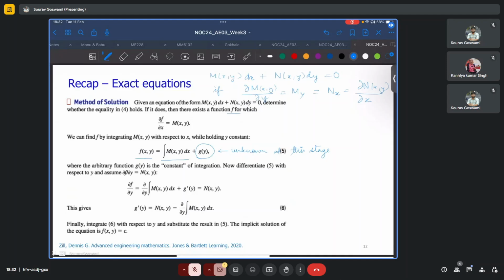However, when we differentiate this equation with respect to y and assume ∂f/∂y is equal to N(x,y), then ∂f/∂y is the derivative with respect to y of the integral that we previously computed, plus g prime of y, equals N(x,y), which will allow us to obtain g prime of y. And if we have g prime of y, we can integrate it once to obtain g of y, and that will give us the original function f(x,y) which we are looking for.